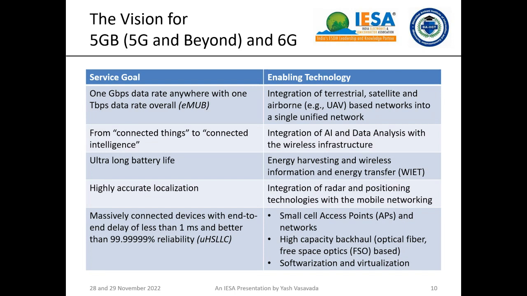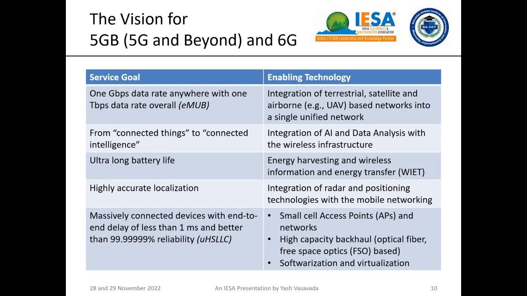Highly accurate localization. There the goal is that the positioning technologies that we have today, including radar, will all be integrated with the mobile networks. And so basically the goal is that we want to provide a large network with a massive number of connected devices. Some of them may be just machines, some sensors or things, that are connected to the overall network with end-to-end delay or latency much better than what we have now, maybe an order of magnitude better.